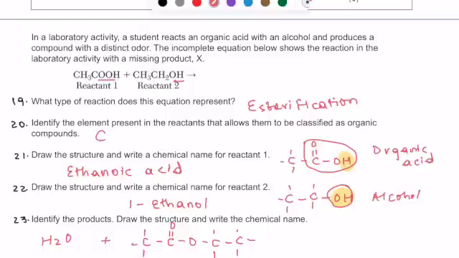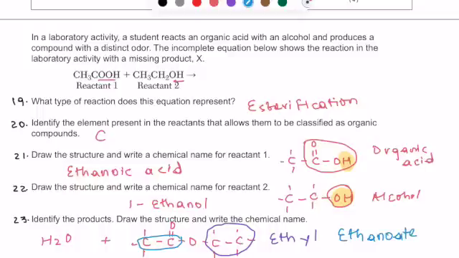When we are naming the ester, there are 2 parts. First, we name the branch that is connected to the single bonded oxygen. This branch is named with a yl, and because it has 2 carbons, this is going to be ethyl. And then we name the carbons that are bonded with the double bonded oxygen. Because we have 2 of them, that should be eth, and then we end it with anoate.